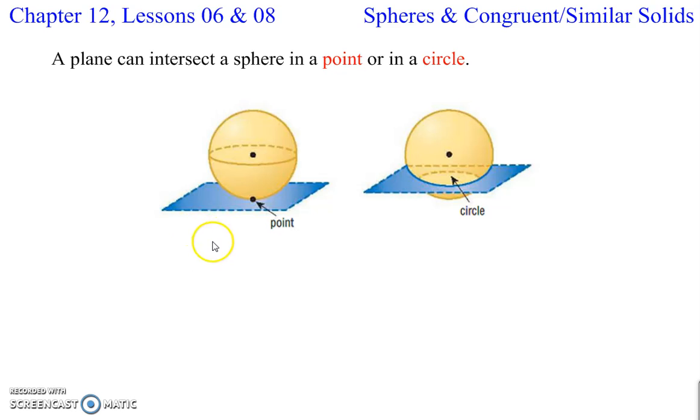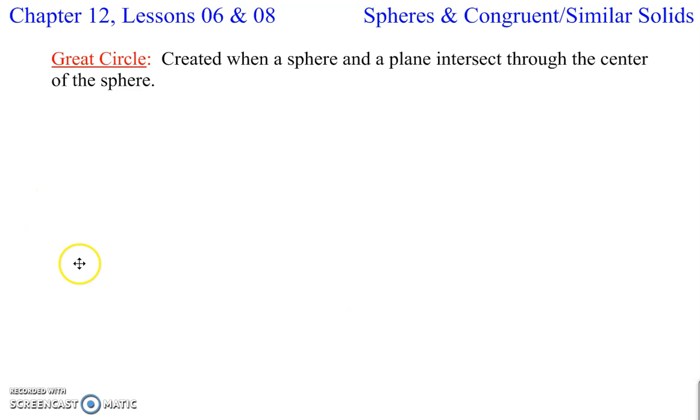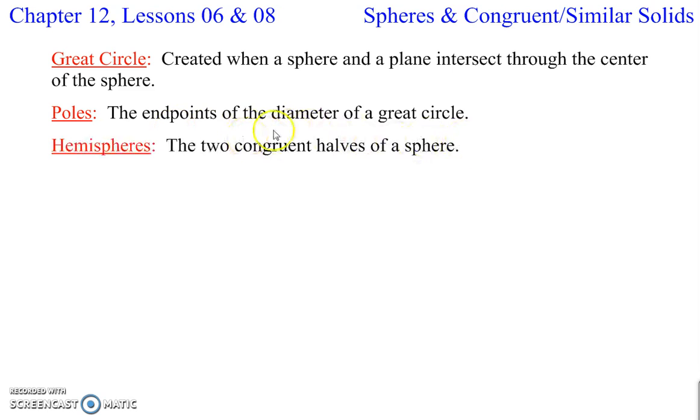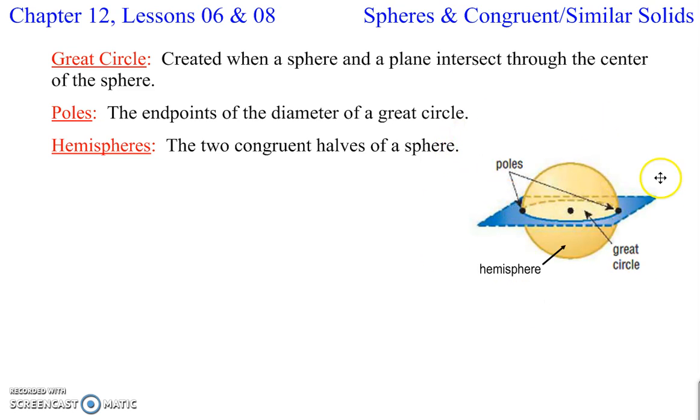Alright, now a few terms. When a plane intersects a sphere, it can either intersect in a point, that means it just touches the outside of it, or in a circle when it cuts it. A great circle is formed or created when the sphere and the plane intersect through the center of the sphere. The endpoints of the diameter of a great circle are called poles, and hemisphere are 2 congruent halves of a sphere. So to visualize that, this is what that looks like.